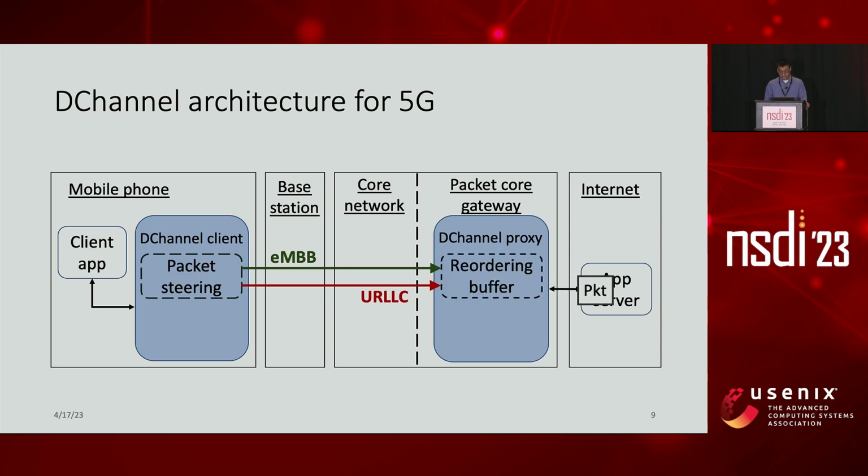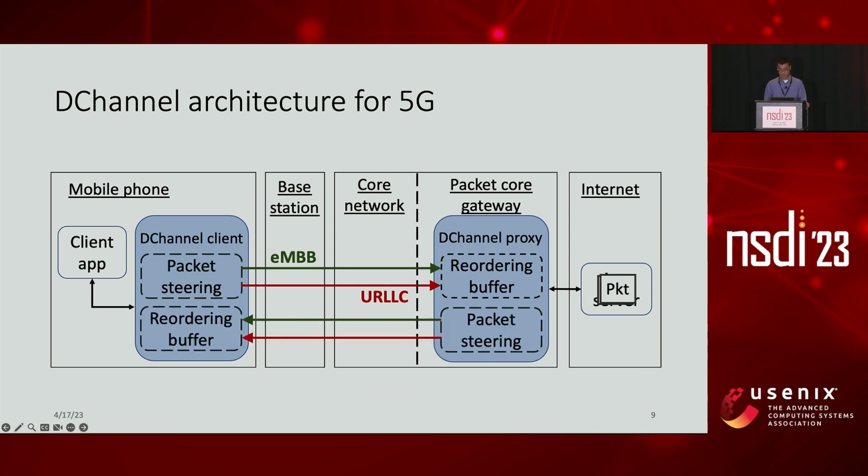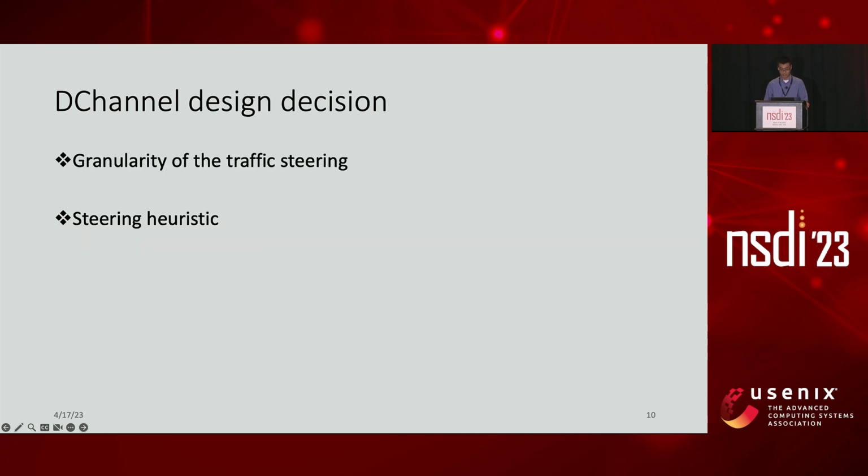On the packet core gateway, the DChannel proxy reorders packets and finally delivers them to the server application in order. The same actually goes for the incoming traffic from the server to the internet, and from the internet to the client application.